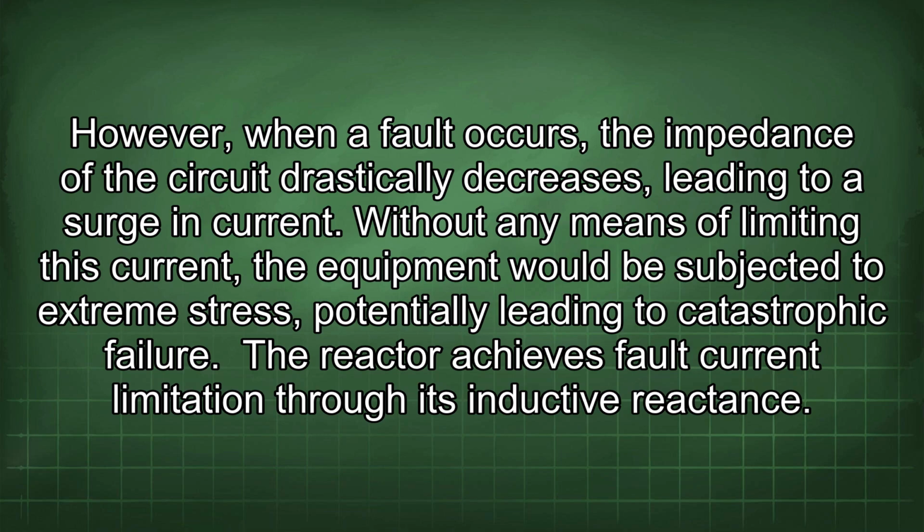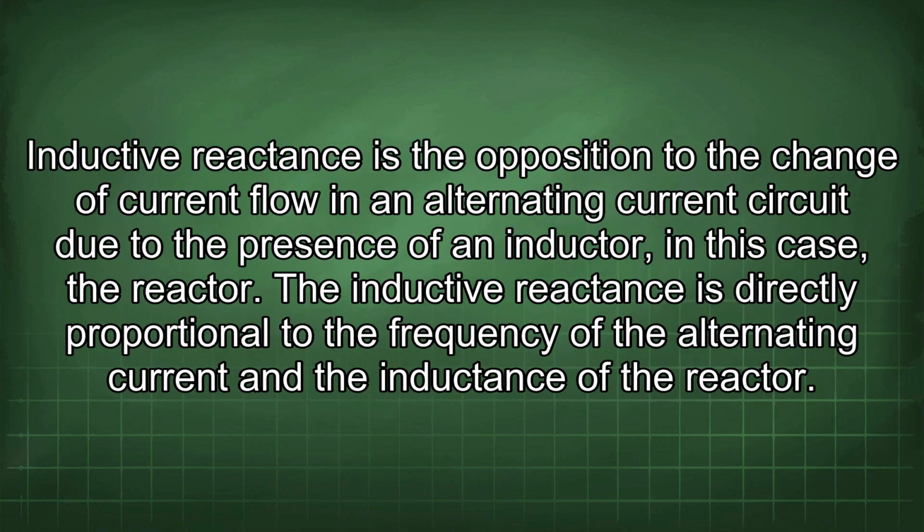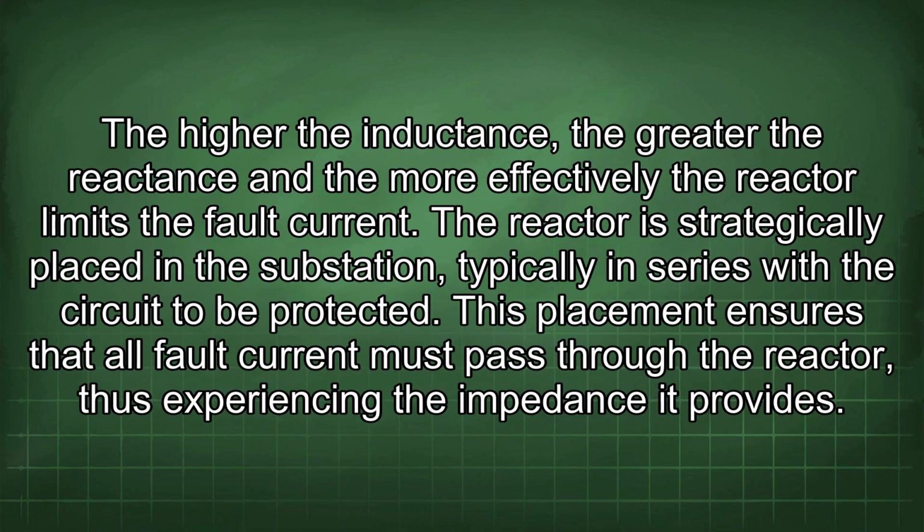The reactor achieves fault current limitation through its inductive reactance. Inductive reactance is the opposition to the change of current flow in an alternating current circuit due to the presence of an inductor, in this case the reactor. The inductive reactance is directly proportional to the frequency of the alternating current and the inductance of the reactor. The higher the inductance, the greater the reactance, and the more effectively the reactor limits the fault current.